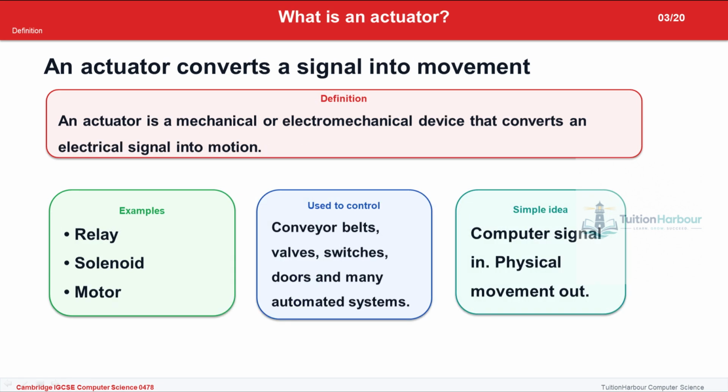What is an actuator? An actuator is a mechanical or electromechanical device that converts an electrical signal into movement. Examples include relays, solenoids, and motors. Actuators can control conveyor belts, valves, switches, locks, and doors.